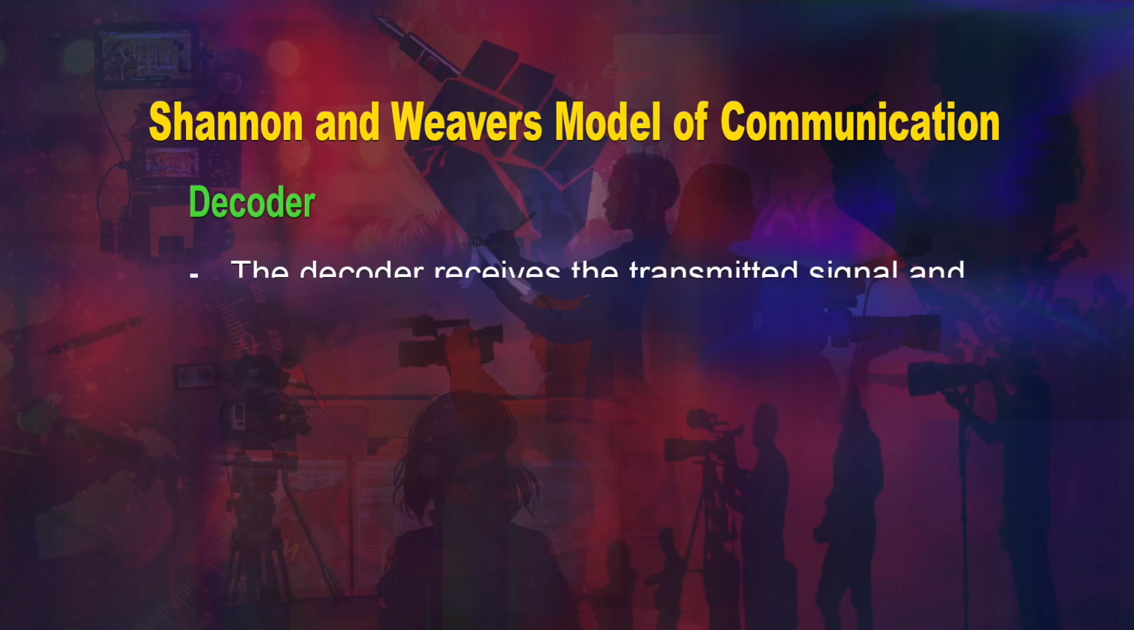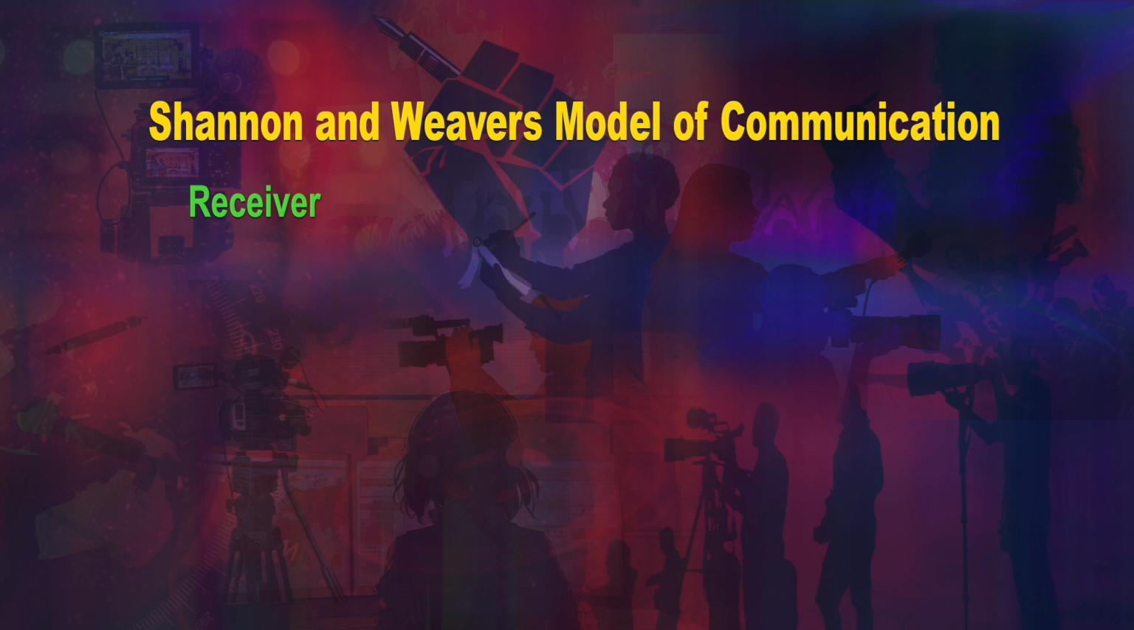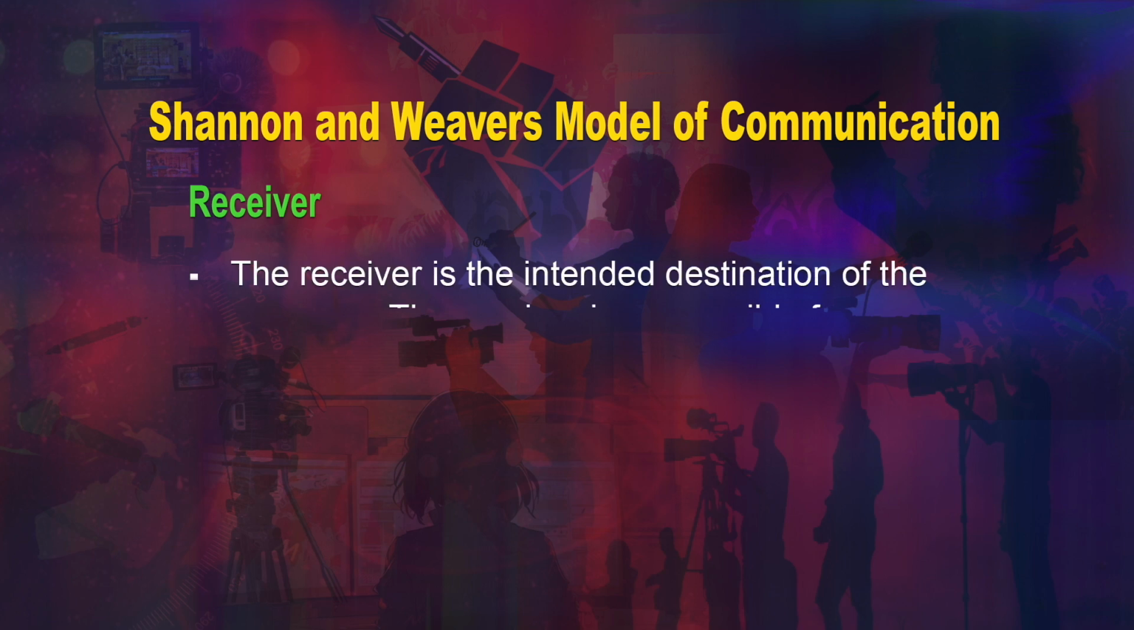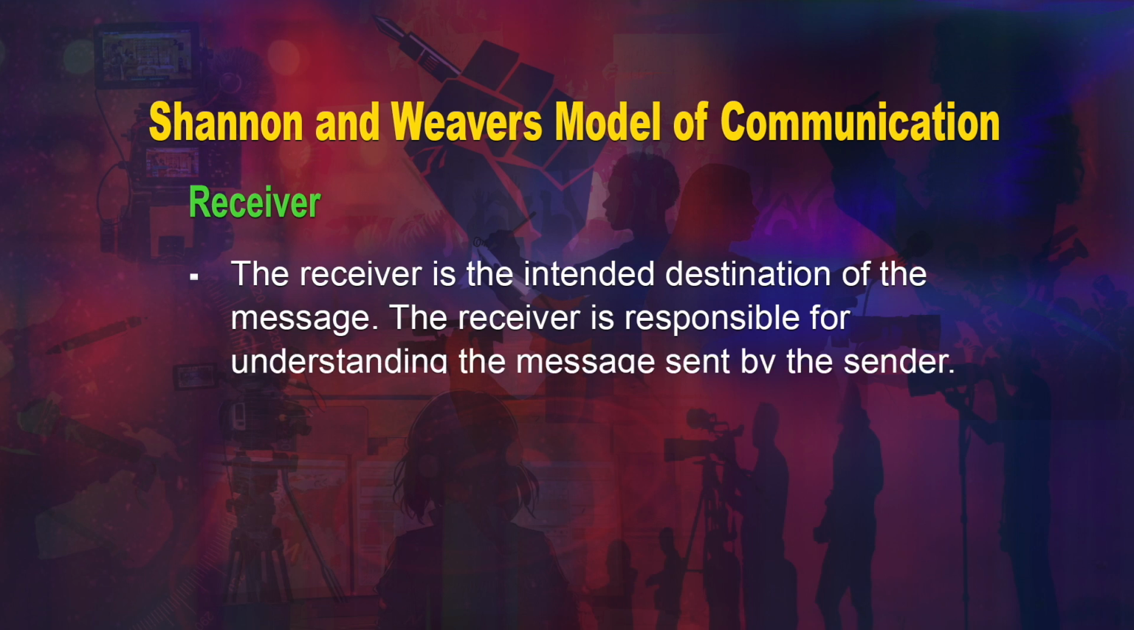Decoder. The decoder receives the transmitted signal and decodes it back into a form understandable by the receiver. This involves interpreting the message and extracting the meaning. Receiver. The receiver is the intended destination of the message. The receiver is responsible for understanding the message sent by the sender.